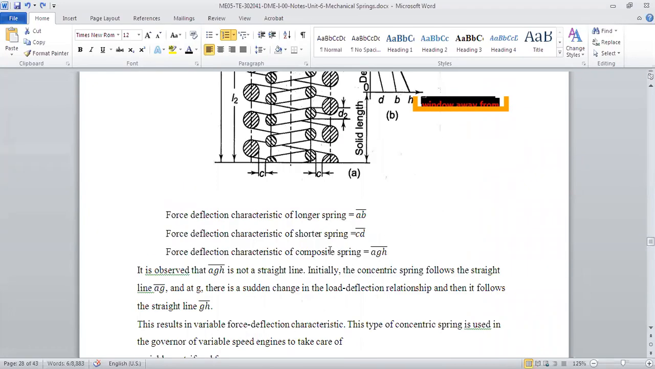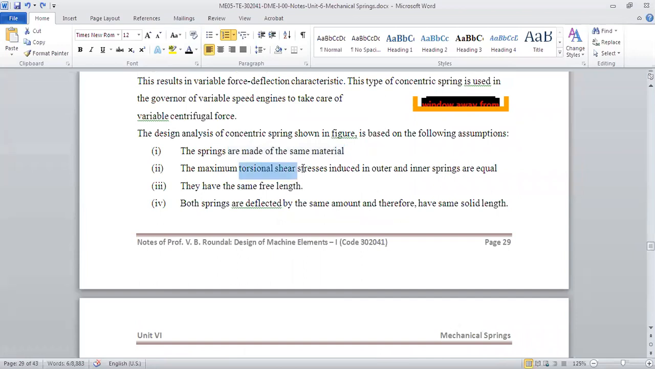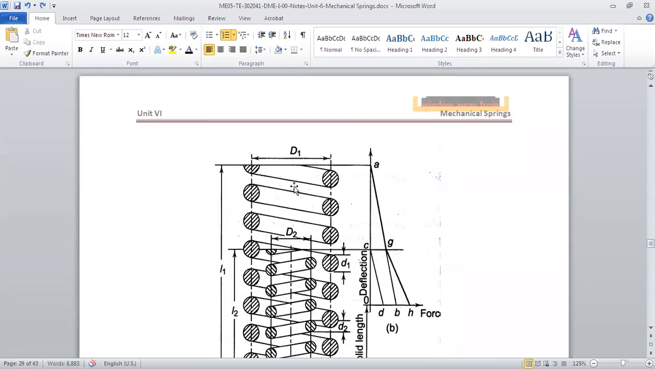Now, what are the assumptions? First, they are made of the same material. Tau is the same for both of them. They have the same free length. From the very first moment when the load is applied, they will start deflecting. The deflection is a combination of both of them, and both are deflected by the same amount. Therefore, they have the same solid length, and the deflection of both springs is the same.